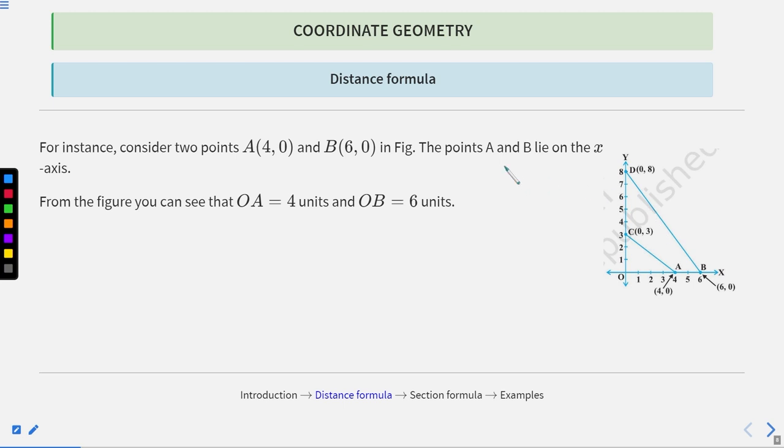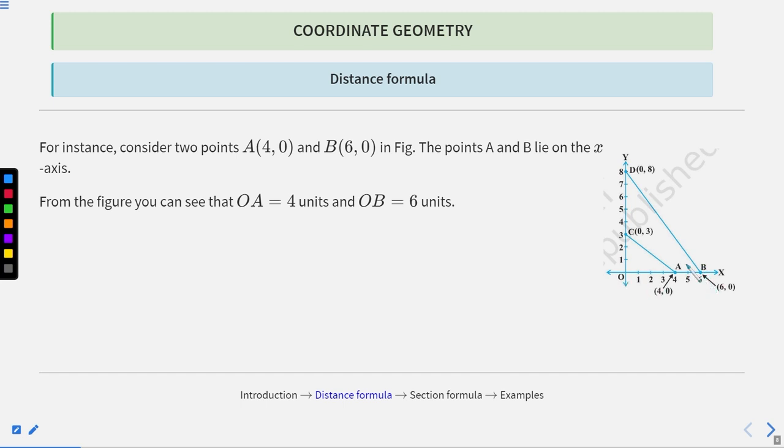Here the points A and B lie on the x-axis, and from the figure you can see that the distance OA is equal to 4 units, and OB is equal to 6 units. So now we have to find the distance from A to B.